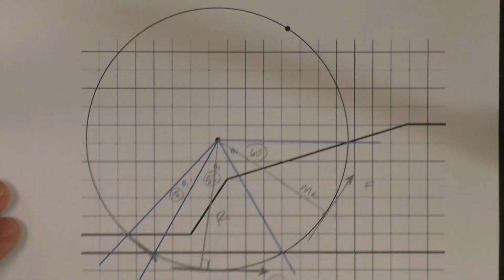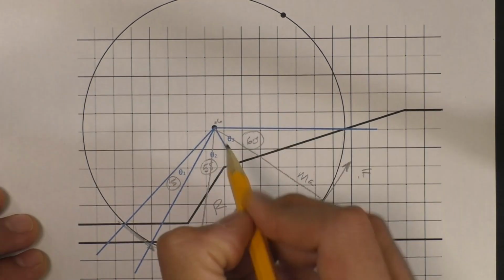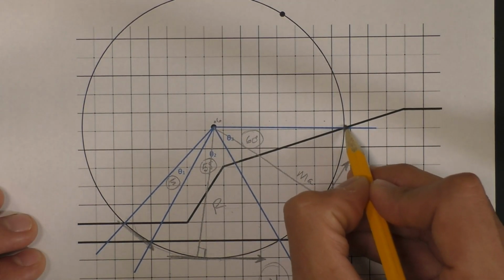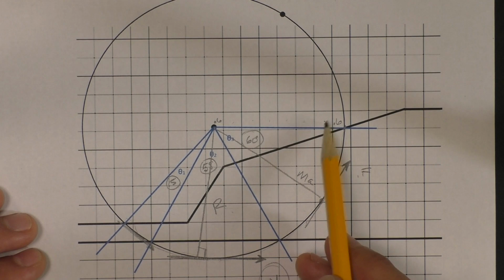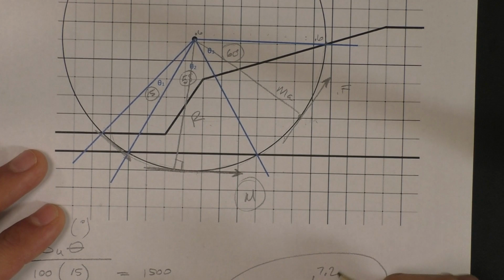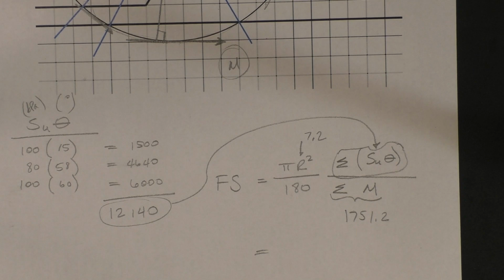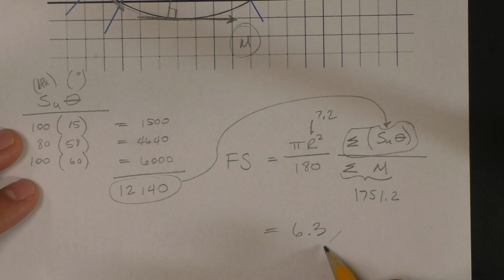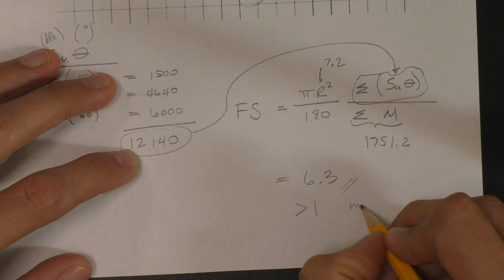Okay, so what's the radius? We can look at it here. The radius is 0.6, 1, 2, 3, 4, 5, 6. We could say that this is also 0.6. So 1, 2, 3, 4, 5, 6 plus 1.2 is 7.2 meters. So the factor of safety is calculated as 6.3. Clearly, this is larger than 1, so this is not a failure.